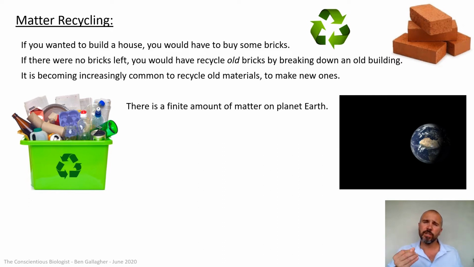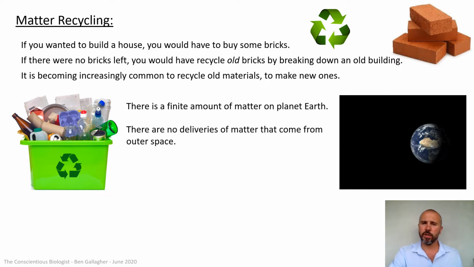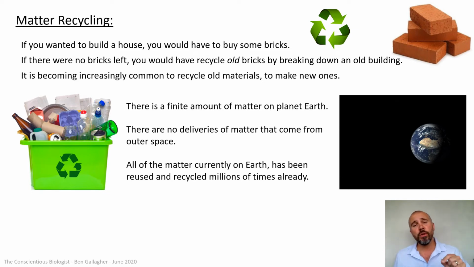So we say that there is a finite amount of matter on planet Earth, and finite means a set amount. It's the opposite of infinite. Infinite means never ending, finite means absolutely distinct amount. So there's a finite amount of matter on Earth. There's no deliveries of matter that come from outer space, which means that all of the matter currently on Earth has been reused and recycled millions of times already.